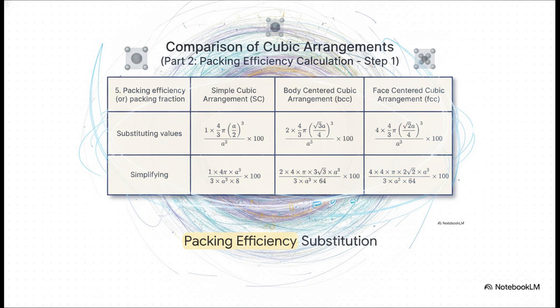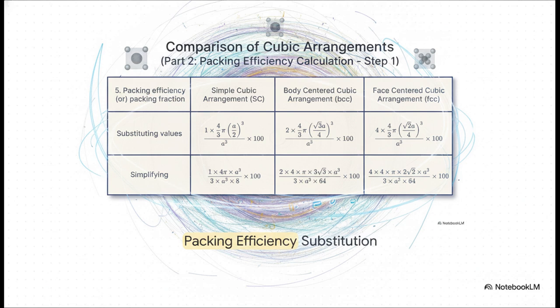Simplifying, SC, 1 times 4 pi times A cubed divided by 3 times A cubed times 8 times 100. BCC, 2 times 4 times pi times 3√3 times A cubed divided by 3 times A cubed times 64 times 100.